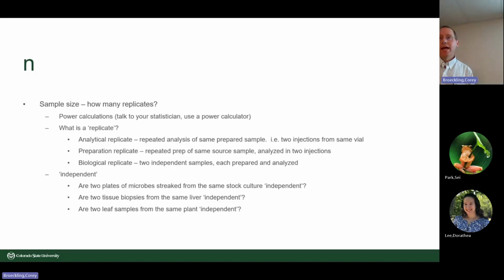So now let's talk about N. This is something that always comes up when talking about, just got an email yesterday about N, the number of samples to run. How many replicates do you need? And the answer is more is generally better, but there's a balance.